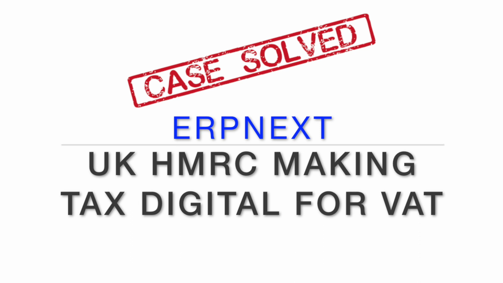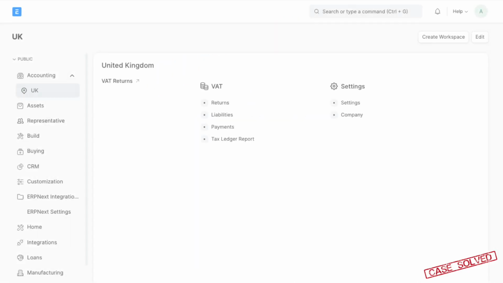Today I'd like to show you how to set up and use the UK HMRC Making Tax Digital for VAT module. You should have installed our module and have your HMRC Government Gateway user ID and password for later on. There will be a UK workspace under Accounting on the left, but first we'll have a look at the settings.